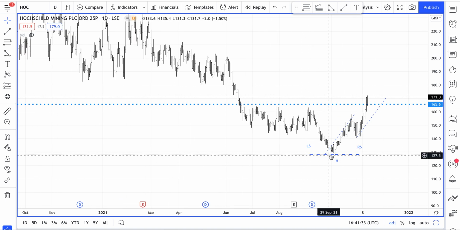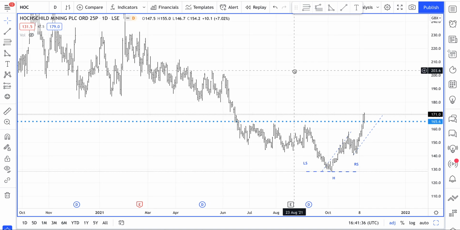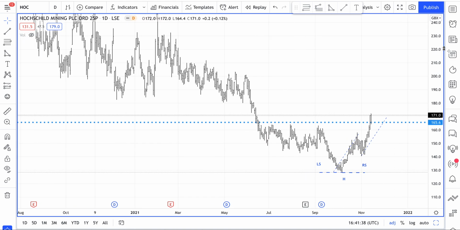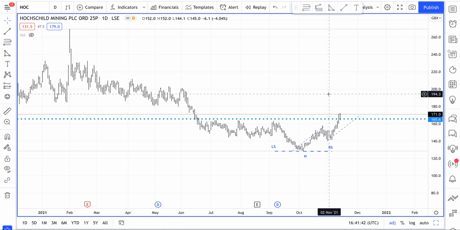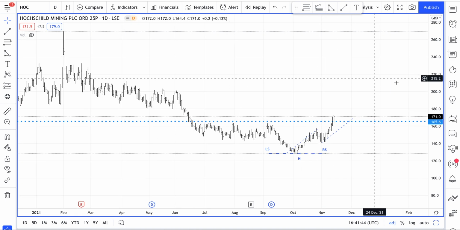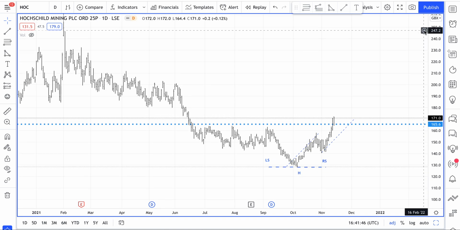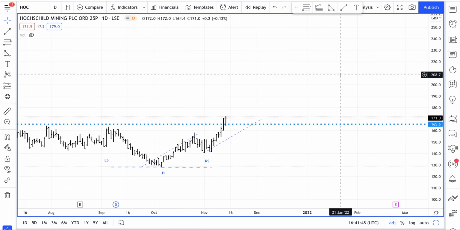Particularly, it seems to have formed this inverse head and shoulders pattern, and if the gold price is likely to move higher, this stock is obviously following that gold price, and we could have nice moves in this stock.